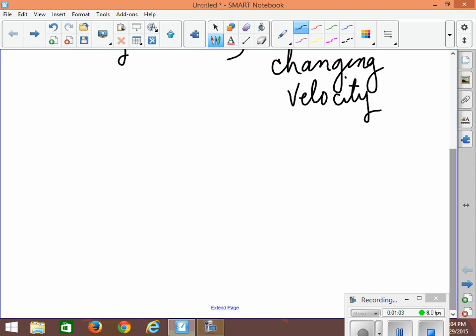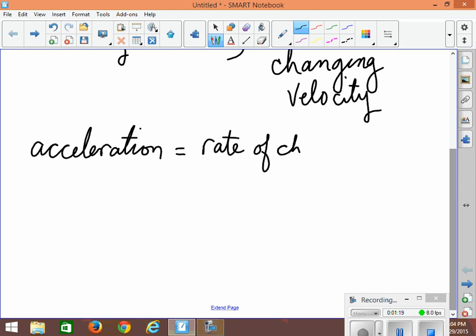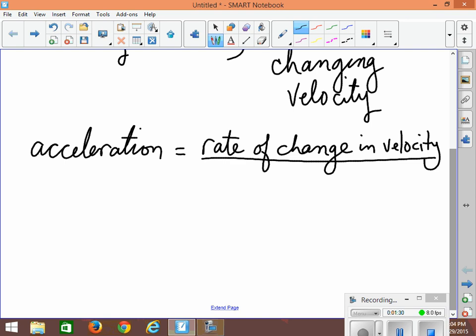If something's changing in its velocity, then the acceleration that it has will equal the rate of change of its velocity. How quickly is the rate of change in velocity divided by or compared to the change in time? How quickly is the velocity changing? So this is the best way to think of it.